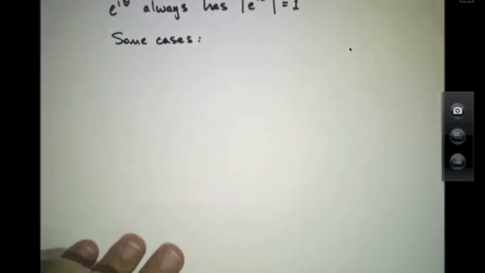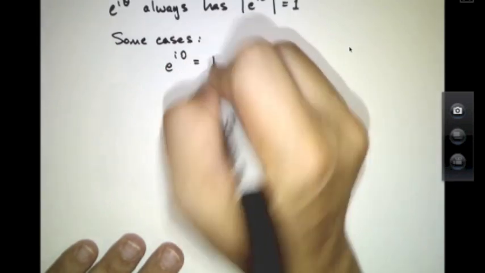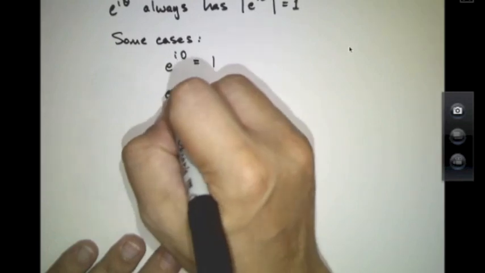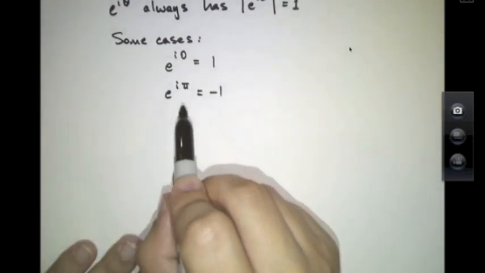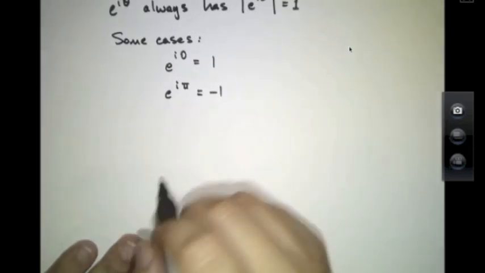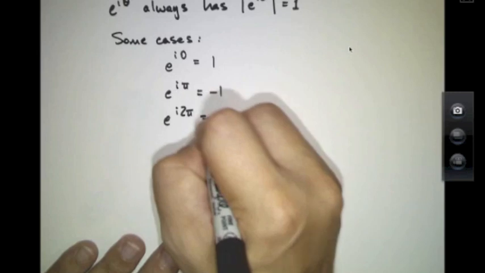Let's take some particular cases. e to the i times 0 just equals 1 because that's equal to cosine of 0 plus i times sine of 0. e to the i pi equals minus 1. That's because it's equal to cosine of pi, which is minus 1, plus i times sine of pi, which is 0. e to the i 2 pi equals 1 again.